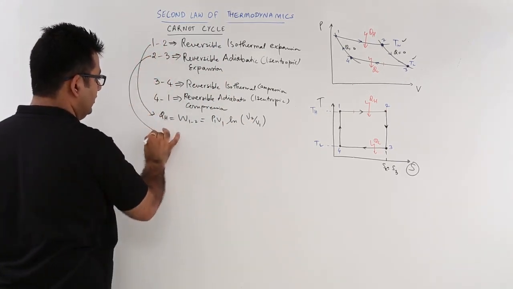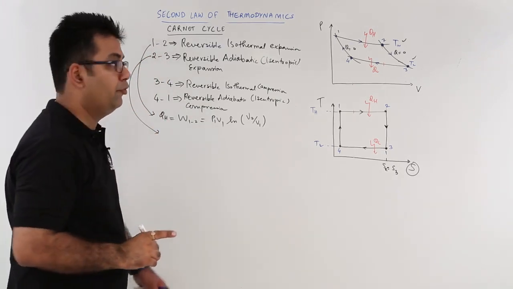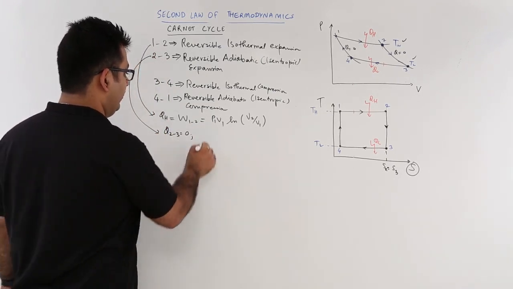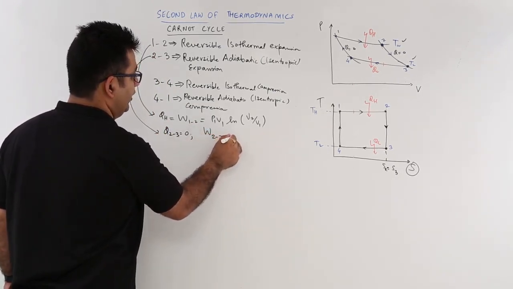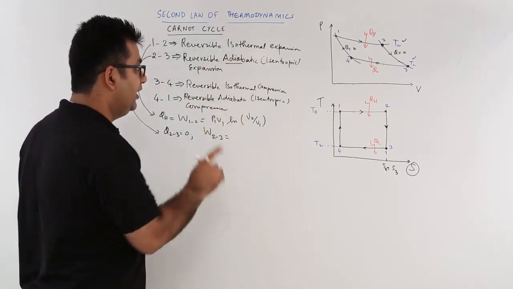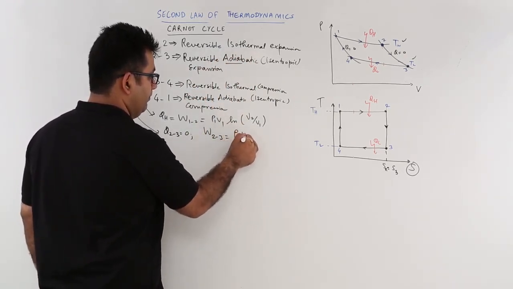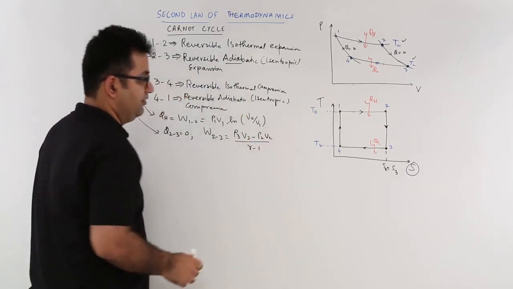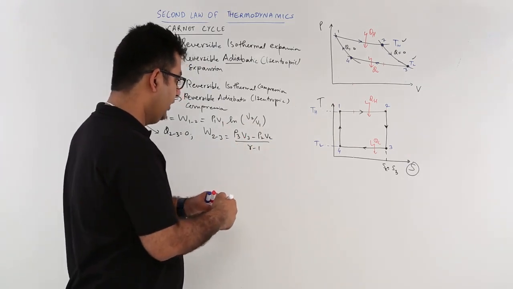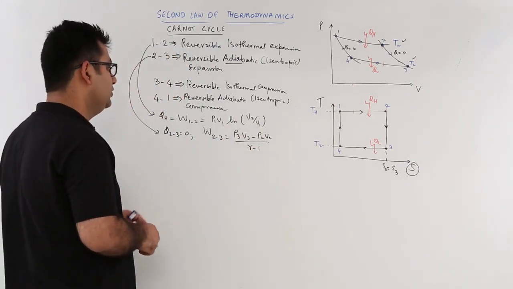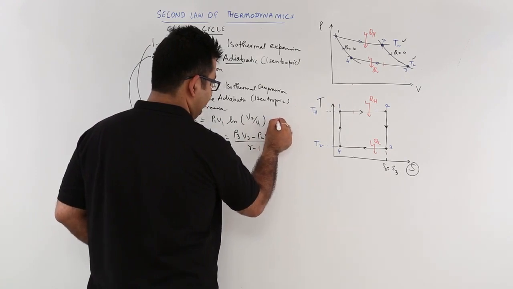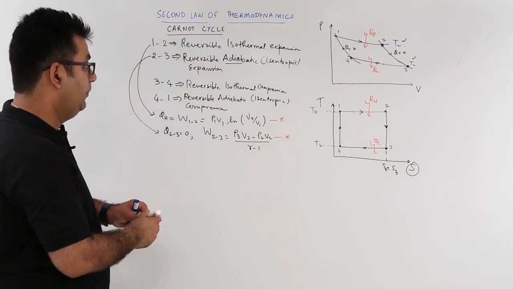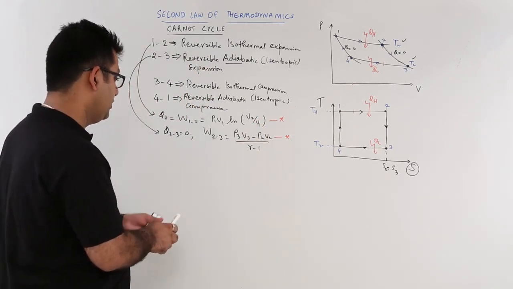Let's look at the same thing for 2, 3. For 2, 3, that is Q2,3, it is 0. Let's find out the work value, W2,3. It is an adiabatic process. For adiabatic, you have (P3 V3 minus P2 V2) by (gamma minus 1), assuming we have air as our working fluid. You can see that these are quite familiar kinds of expressions that we are using over here.